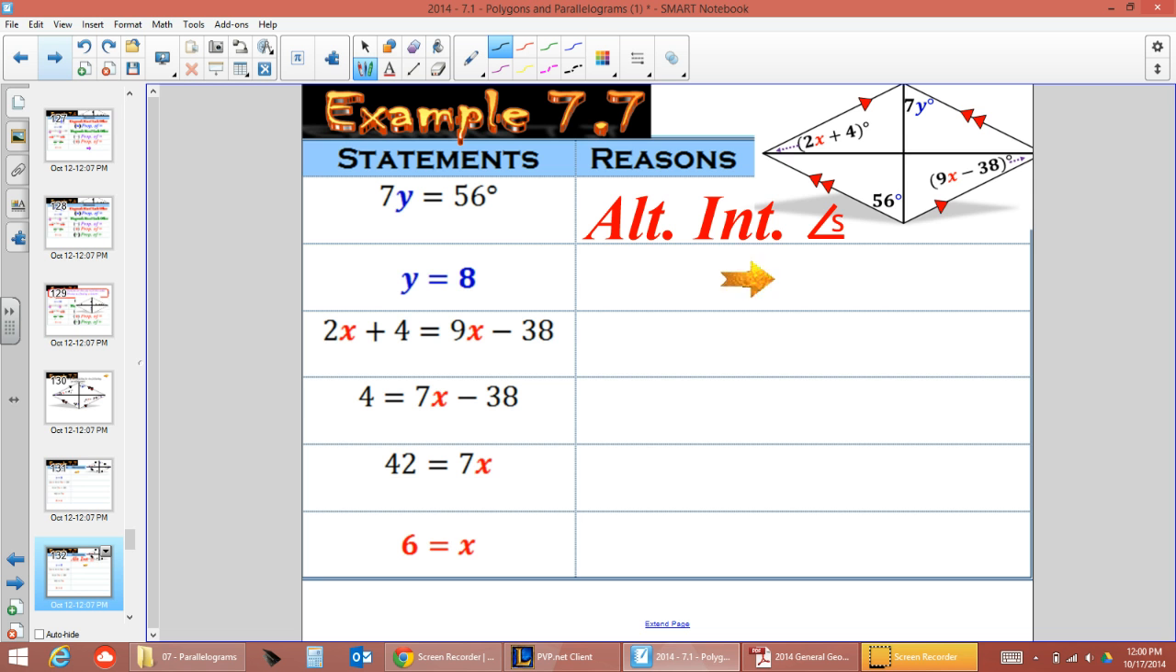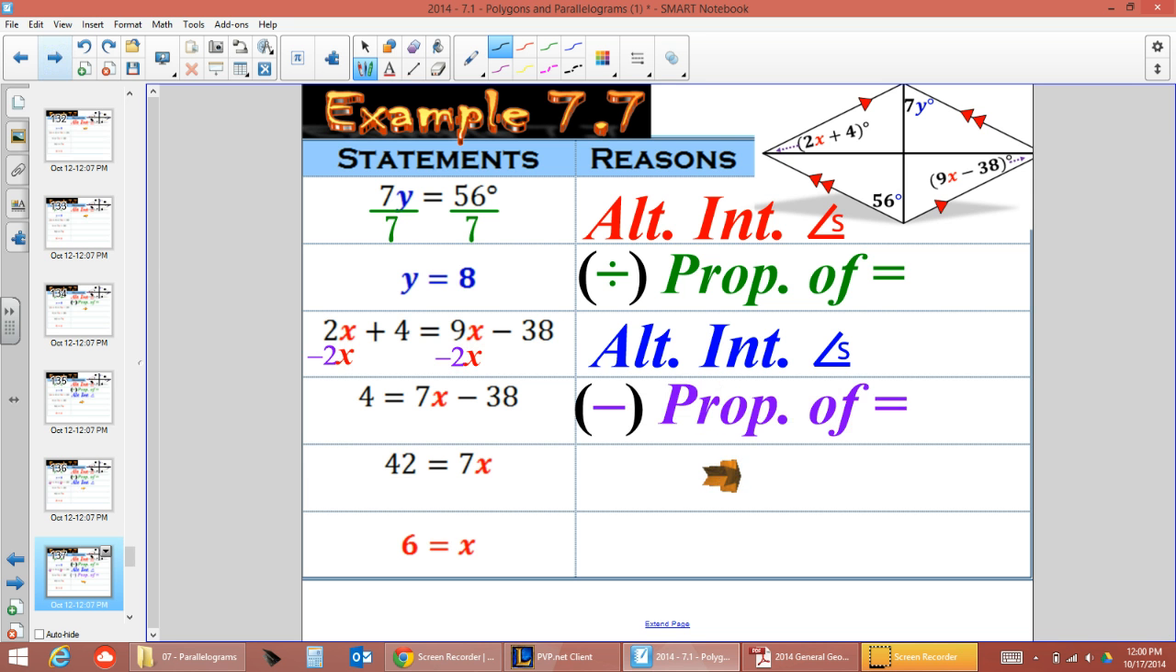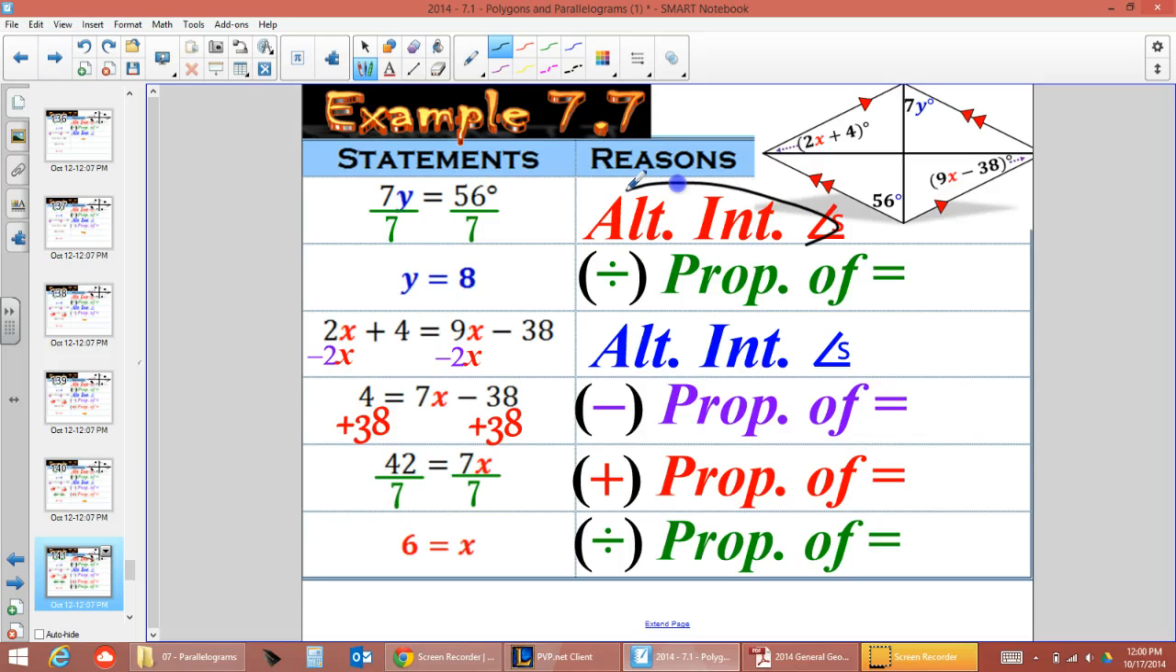Since they're equal to each other, I got the same thing with 7y and 56. I divide both sides by 7, and I get y equals 8. Now, it's the same reasoning for why these two are equal. So I say alternate interior angles again. I subtract 2x from both sides. I add 38 over. I divide both sides by 7, and I get x equals 6. The curveball here was noticing it was alternate interior angles.